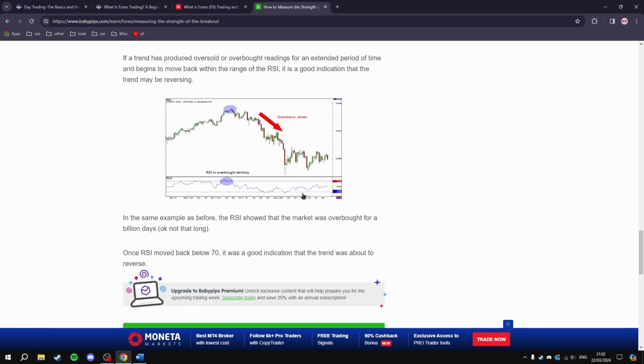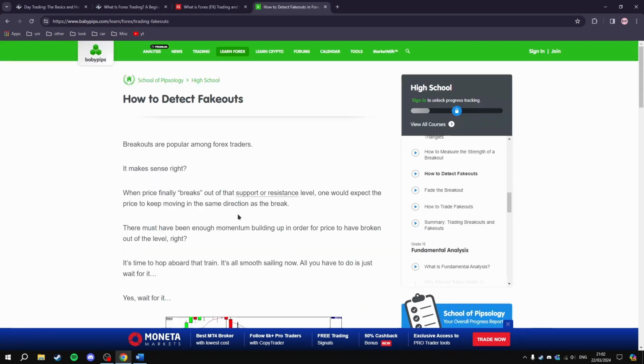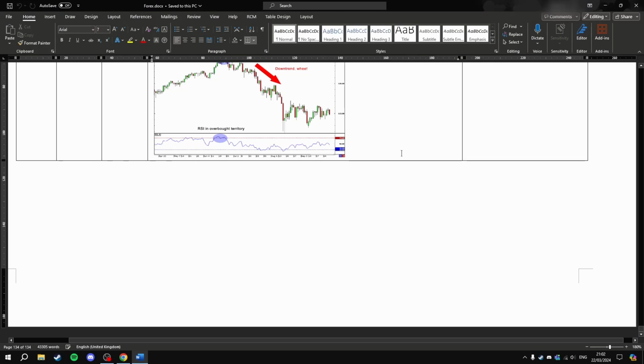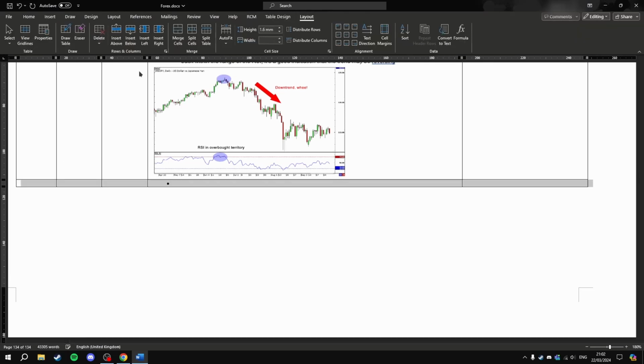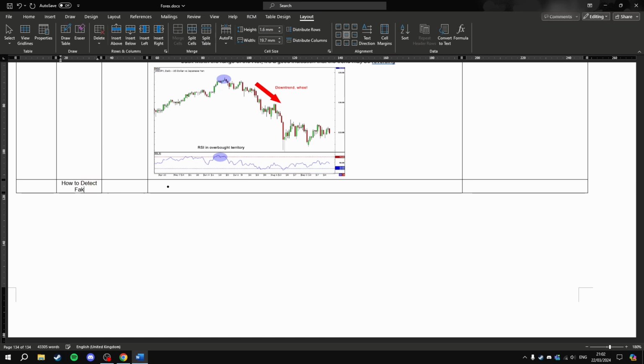Now we are on to how to detect fakeouts.